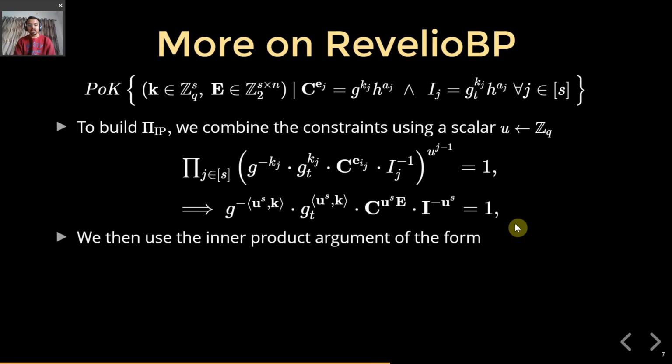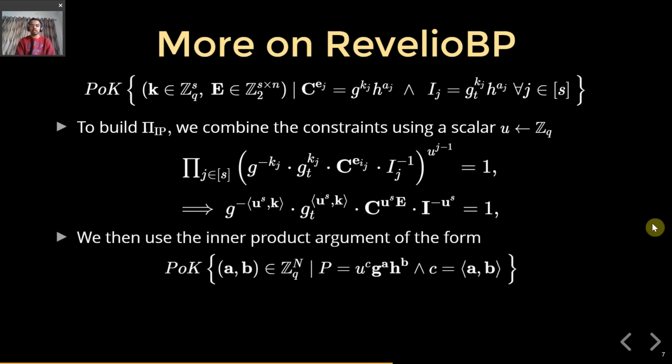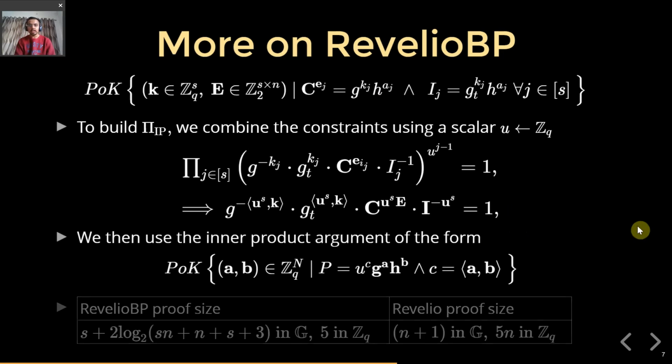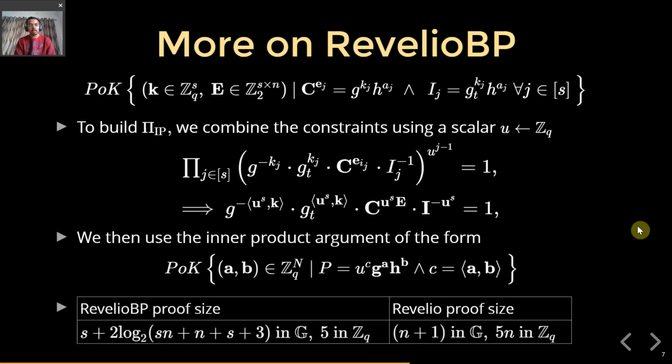From now on, we can use the inner product argument, which proves the knowledge of secret vectors A and B, given a Pedersen vector commitment to them and their inner product. So after this step, we use the inner product argument. And since the inner product argument from the Bulletproofs paper gives proof sizes logarithmic in the size of secret vectors, we have the Revelio BP proof size logarithmic in S times N, while the Revelio proof size was linear in N.